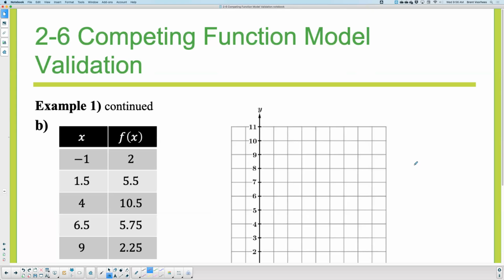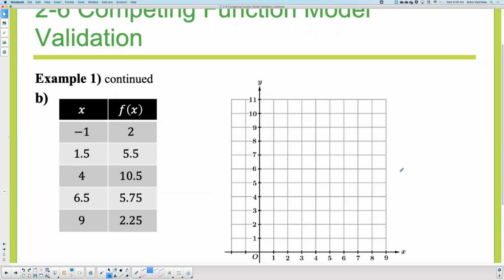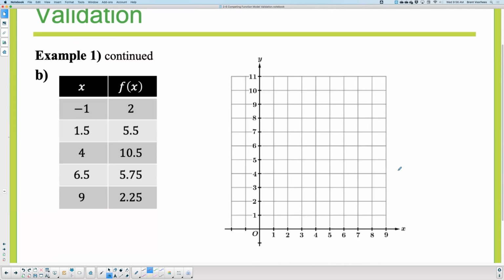All right, what about part B here? Let's plot these and see what you get. Try to plot your own without looking at mine. So I'm working silent.